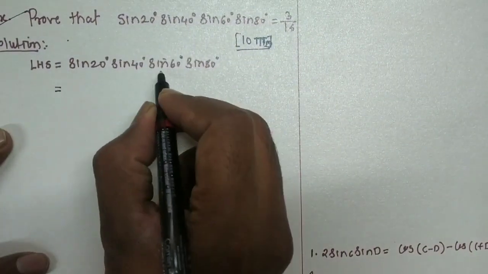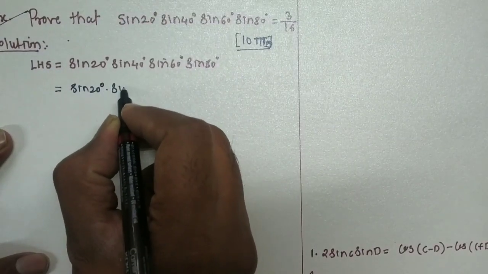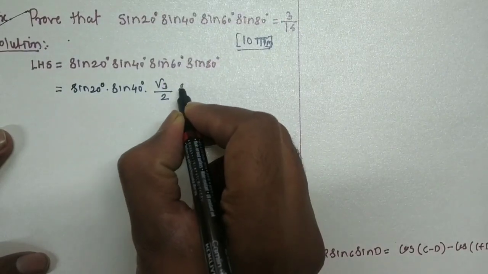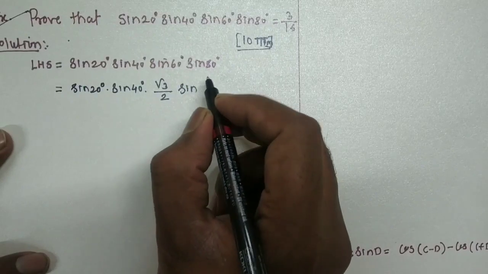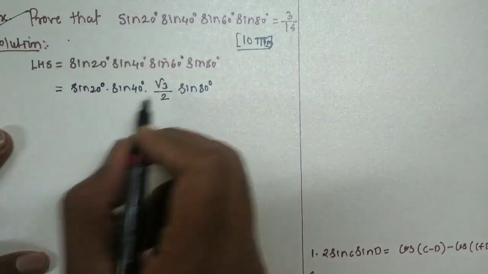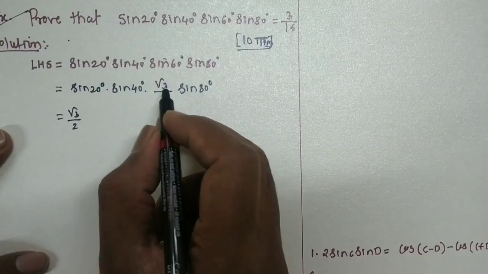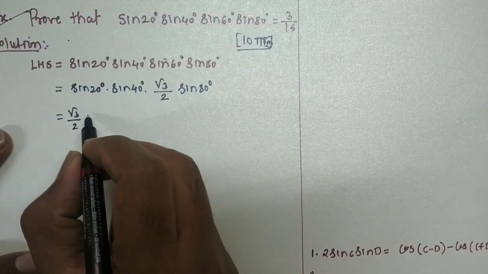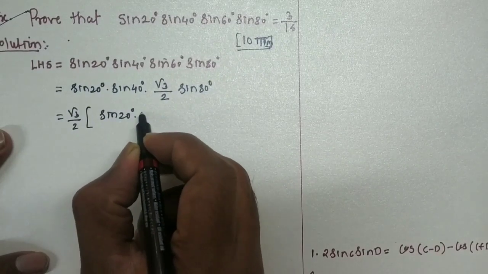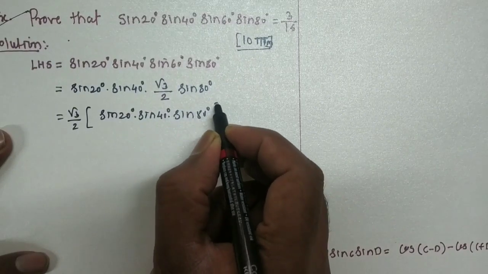But from this I know sin 60 degree. So I will write what sin 60 degree is. Sin 60 degree is nothing but root 3 by 2. That is from the table, or you can use any trick to get this value. Now this root 3 by 2 I can take outside, or write in the first position. So you will get sin 20 degree into sin 40 degree into sin 80 degree.